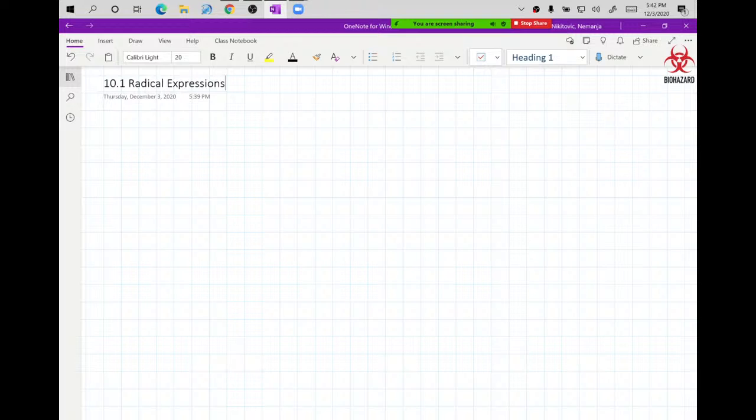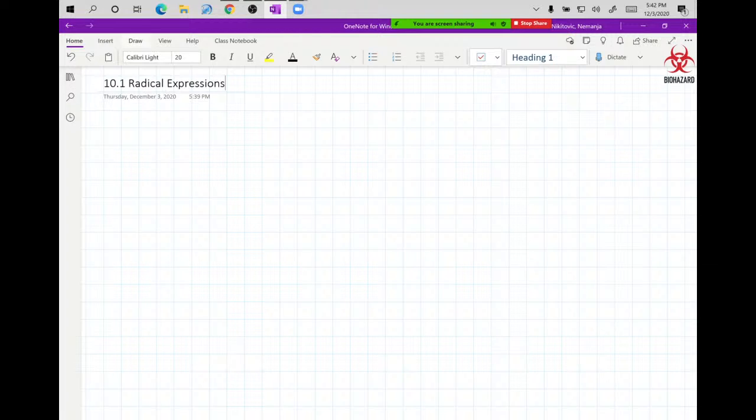So this is not just square roots, right? For the family of radicals, there is also a cube root and a fourth root and so on. But those are reserved for later on in intermediate algebra. We are going to introduce just the square root today.